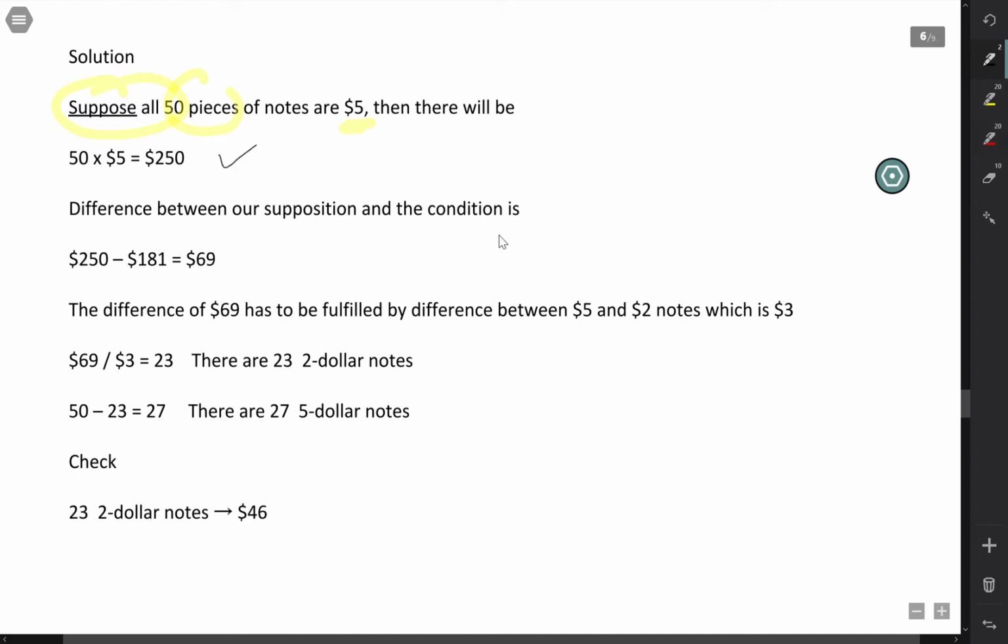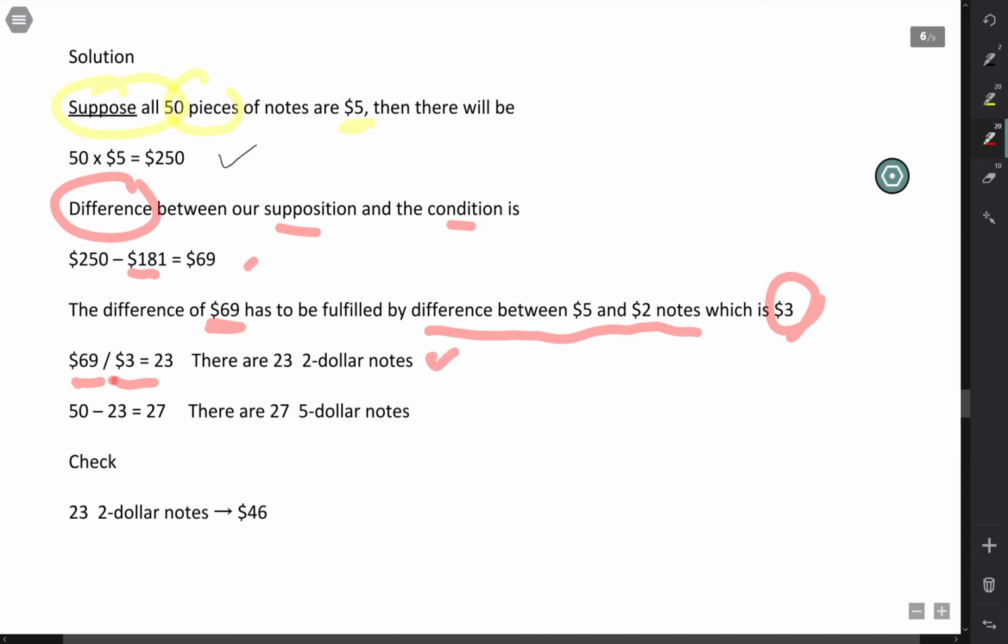Next, we find the difference between the supposition and the condition. So what's the condition? The condition is $181. So when you find the difference, you get 69. And this difference of 69 has to be fulfilled by the difference between $5 and $2 notes, which is $3. Which if you take 69 divided by 3, you're going to get 23. So there are 23 $2 notes. And you can find the number of $5 notes, which is 27.